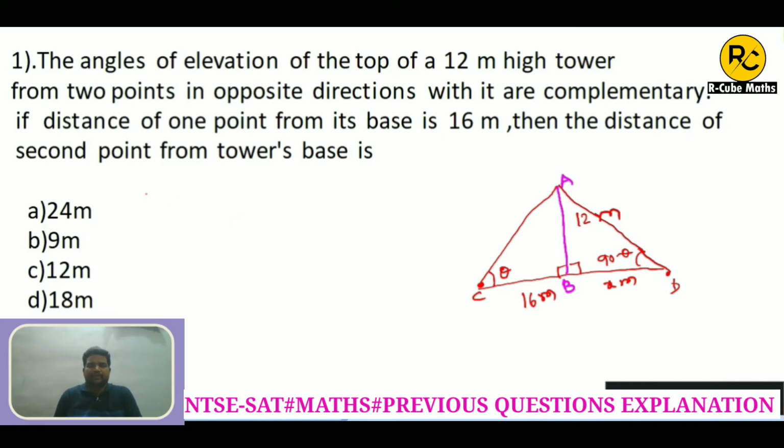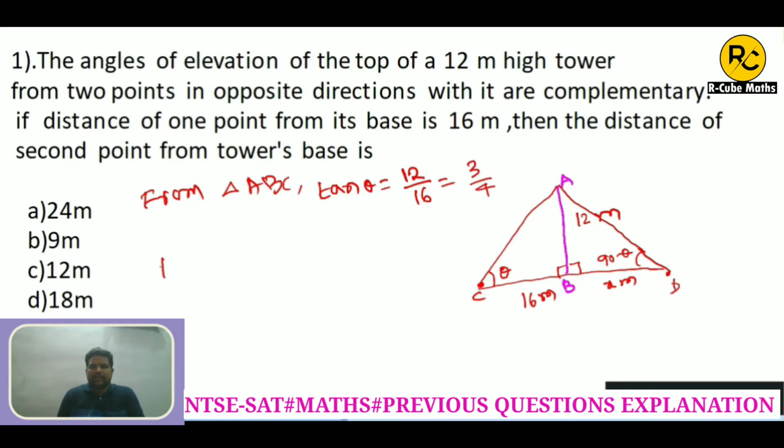So from triangle ABC, apply tangent: tan theta equals opposite side by adjacent side. After cancellation, 4 3s are 12 and 4 4s are 16, we get 3 by 4. Tan theta is equal to 3 by 4.